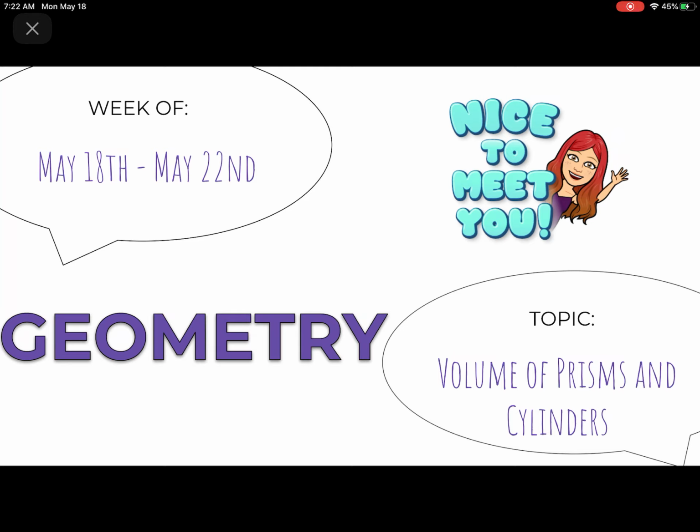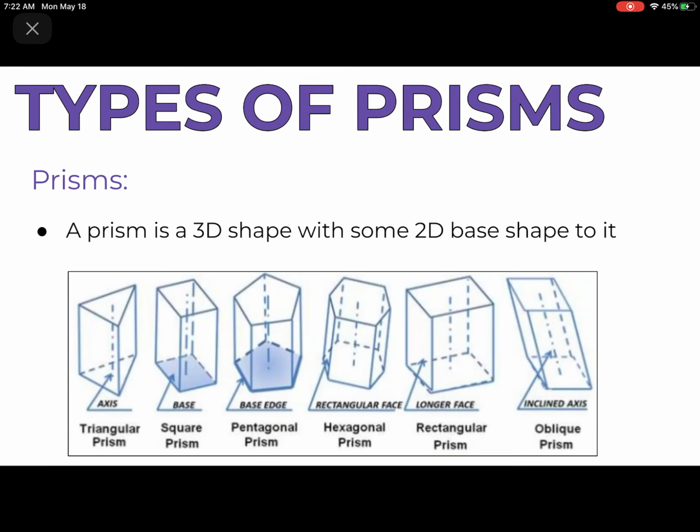So last week, I know Miss Martinez is working with you on surface area. Now we're going to get into volume of prisms and cylinders. And again, make sure you ask questions if you have them. All right. So first, we're going to start with types of prisms because the word prism is kind of weird.